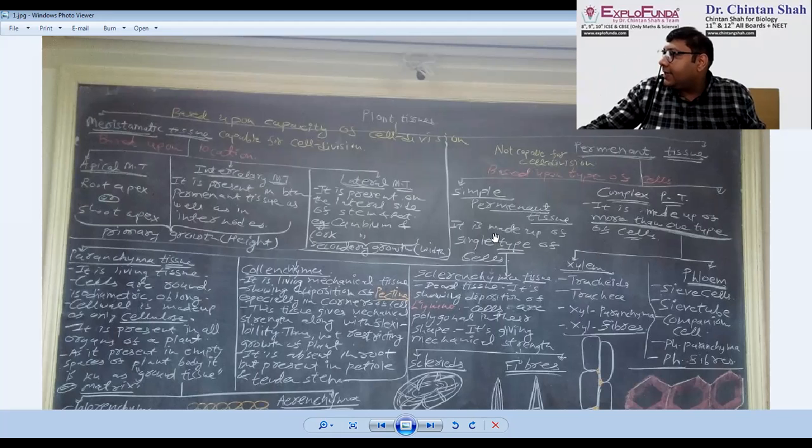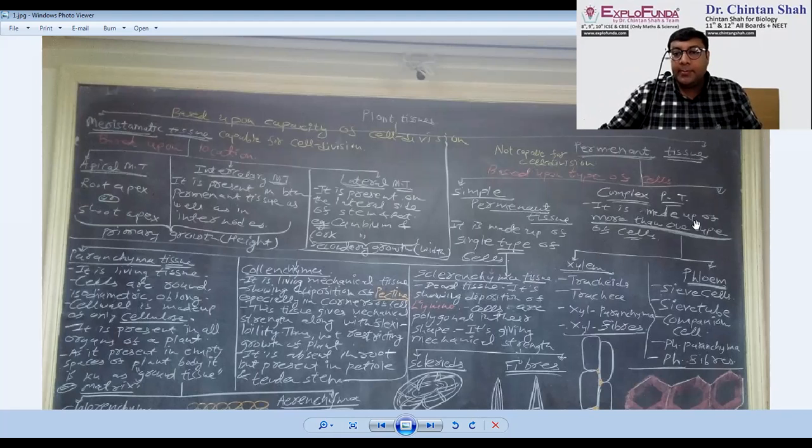And if they are made up of more than one type of cell, then it is known as a complex permanent tissue. Let me give you some examples. What are the types of complex permanent tissue? One of them is xylem and phloem. Xylem has tracheids, trachea, xylem parenchyma, and xylem fibers. Parenchyma and fibers are two types, and trachea and tracheid are also types. So there are three types present in the xylem.